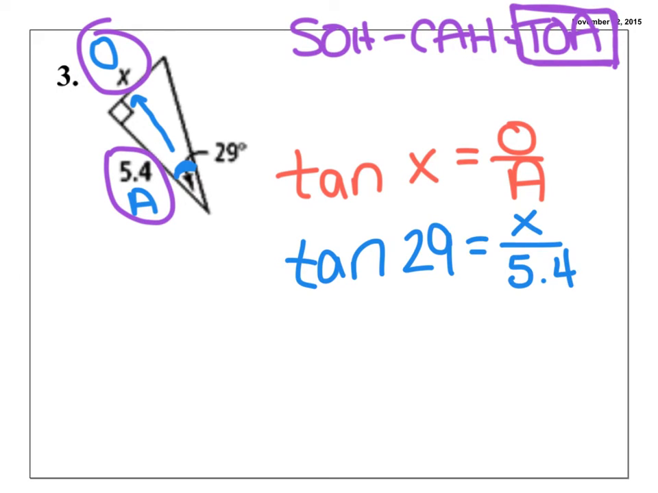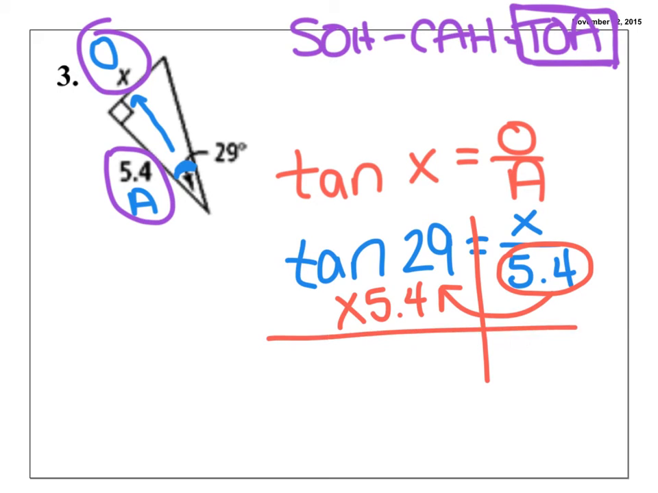Now, I've got my equation set up, but I know that this 5.4 can't stay on the right-hand side. It's got to move over to the left. That 5.4 is being divided, so the opposite of dividing by 5.4 would be to multiply by 5.4. So I'm going to get rid of that 5.4 on the right-hand side. That leaves me with just x. And then in my calculator, I'm going to be real careful when I put my tangent in. I'm going to make sure I close those parentheses. So I'm going to do tangent of 29, close parentheses, times 5.4.